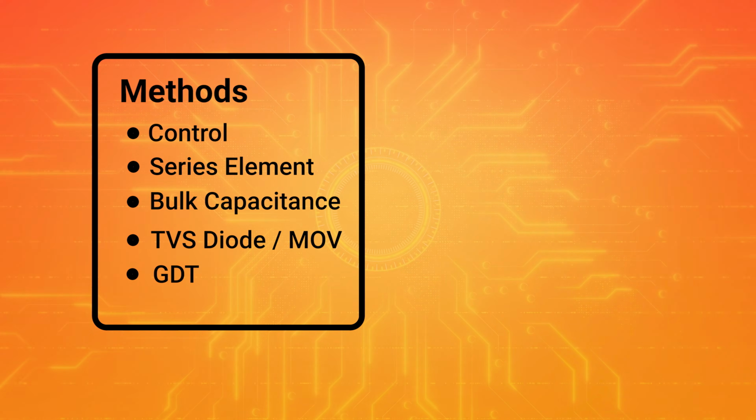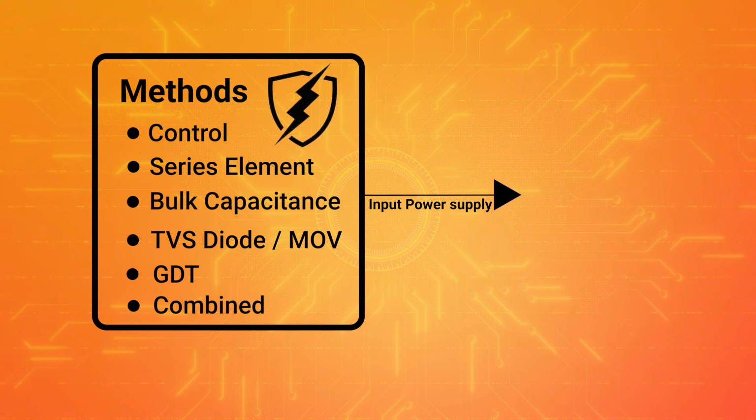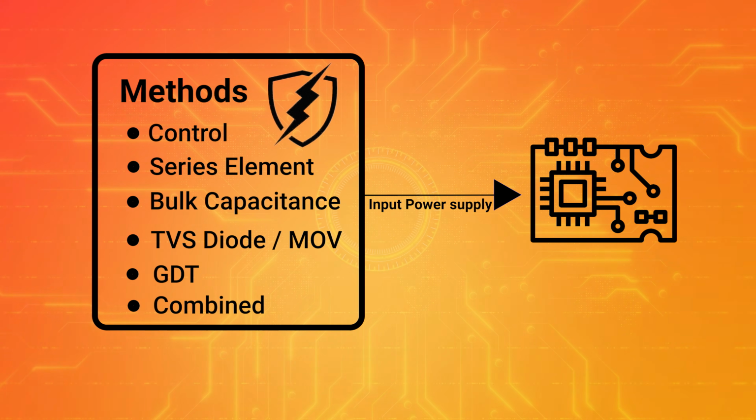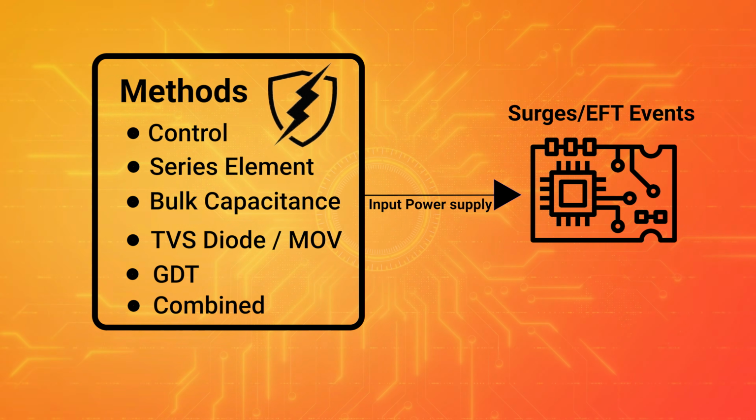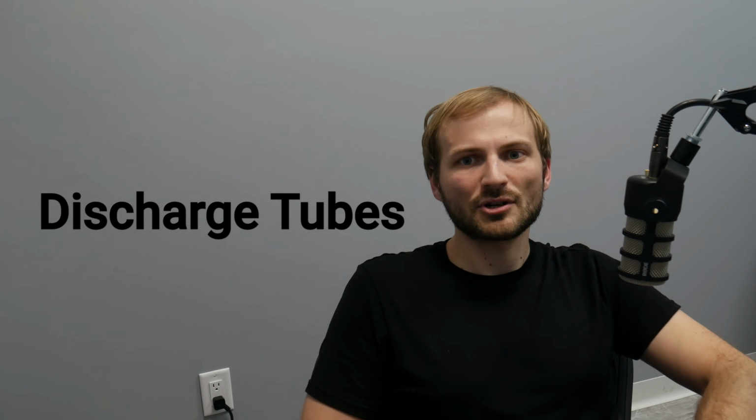So there you have it. There's a few different methods in which you can protect the input power supply going to your circuit board from surges or EFT events. I know I didn't cover these in a whole lot of depth. I was trying to keep this video pretty short and just give big picture overviews of what you can do to protect a circuit. If there's anything you would like me to go into more detail in a follow-up video, please let me know. I'll almost certainly have a follow-up video on the discharge tubes, as well as talking about the E-fuses, which I didn't really get into in this video.